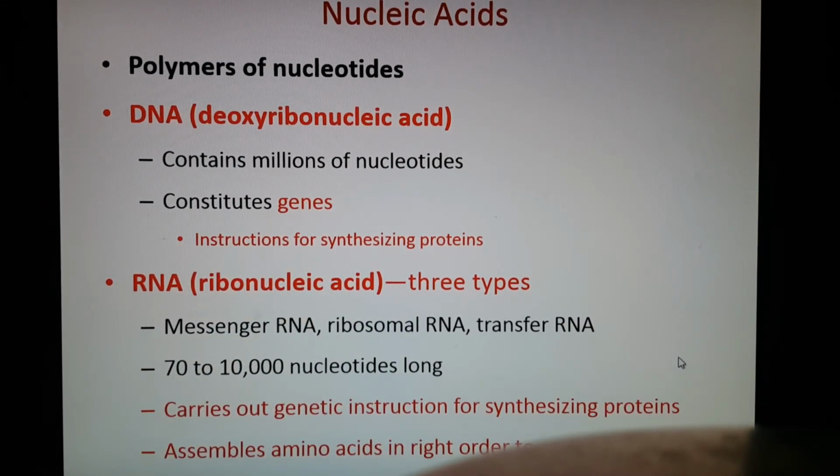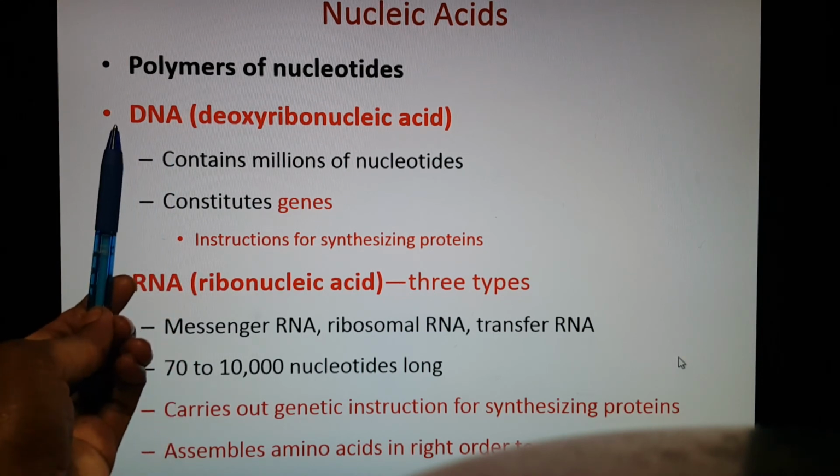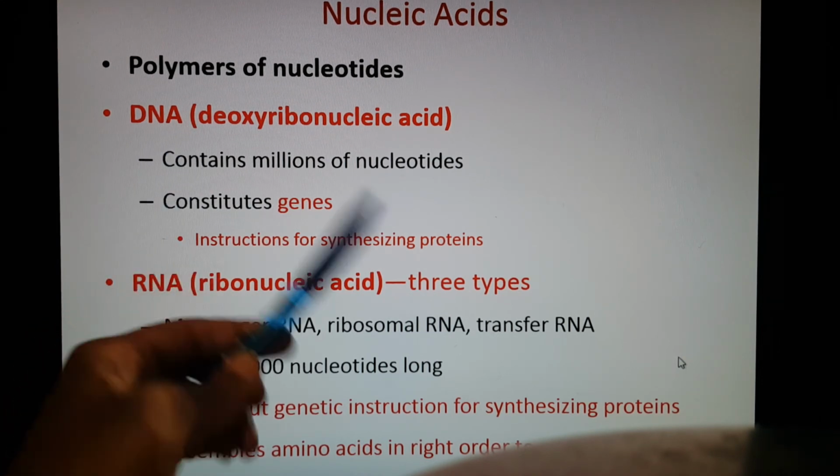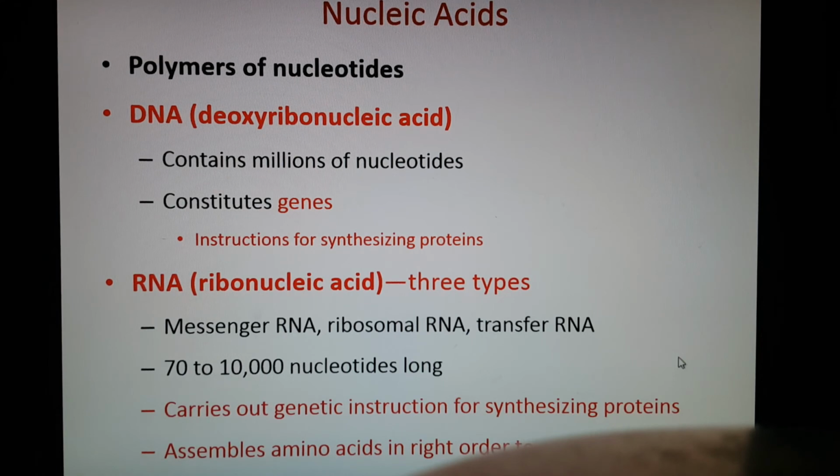Okay, so our last nucleotide polymers are our nucleic acids, and they have different jobs, which we'll go into in more detail in the next chapter. But most obviously well known is our DNA, or deoxyribonucleic acid. DNA contains millions of different nucleotides, so very long chains. Some of the chain parts create what are called genes, which are our instructions for making our different proteins. We'll go into that later.